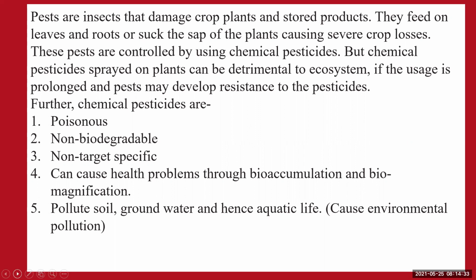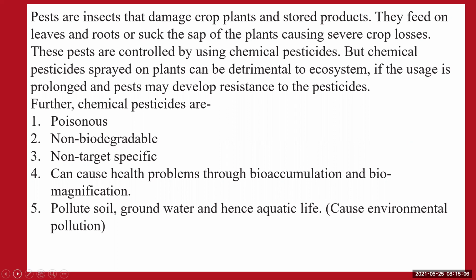And if you continue to use the chemical pesticide for a long period, then the insect pests acquire resistance against these pesticides. And hence, year after year, you have to spray more and more chemical pesticide. Now, why is this of concern? Why are we so concerned? Because chemical pesticides are poisonous. They're non-biodegradable. They cannot be broken down by microbes or decomposing organisms present in the soil.